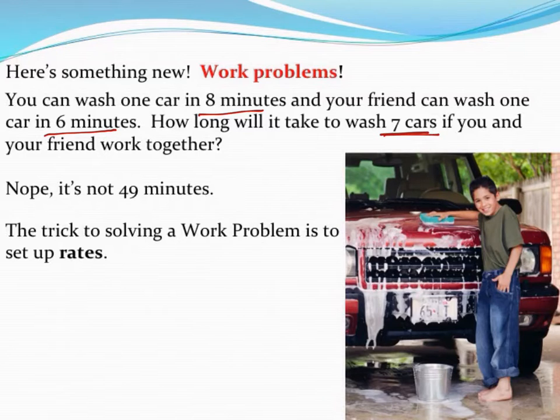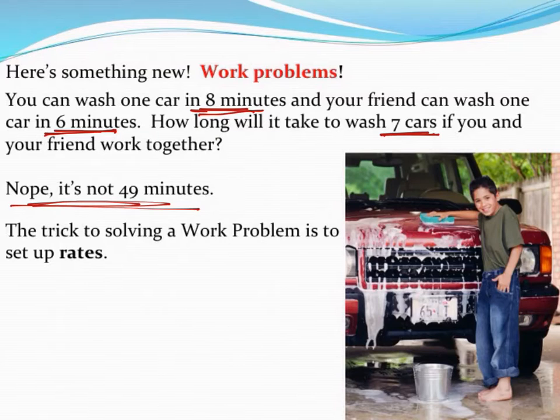Now, the very common mistake people make with this is they think, oh, it's just an average problem. This guy takes 8 minutes, this guy takes 6 minutes, so their average is 7 minutes per car. On an average of 7 minutes per car times 7 cars, that's going to be 49 minutes to do the job. But as you can see here, it's not 49 minutes.